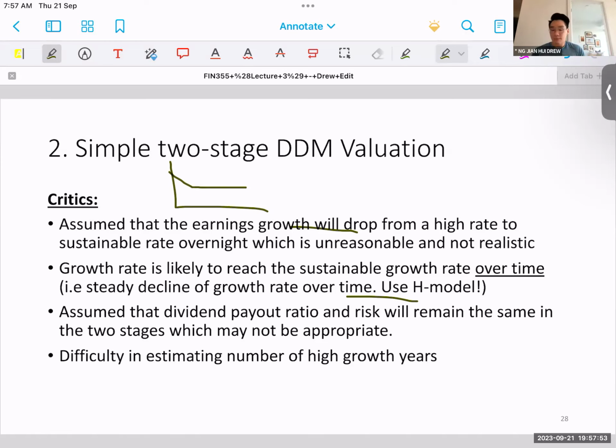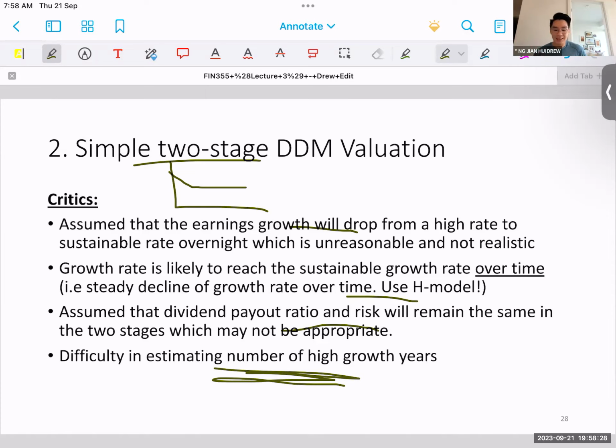Of course, there are some assumptions in your simple 2 stage as well. Dividend payout and risk remain the same. And sometimes it's also very difficult to estimate, because remember, at the end of the day, we're doing valuation, right? We are estimating. So how do you know this company is going to grow at 12% for 5 years? Why not 3 years? Why not 4 years? Why not 3.5 years, right? So sometimes it's very difficult to estimate the number of years of high growth until you drop to normal growth, right?